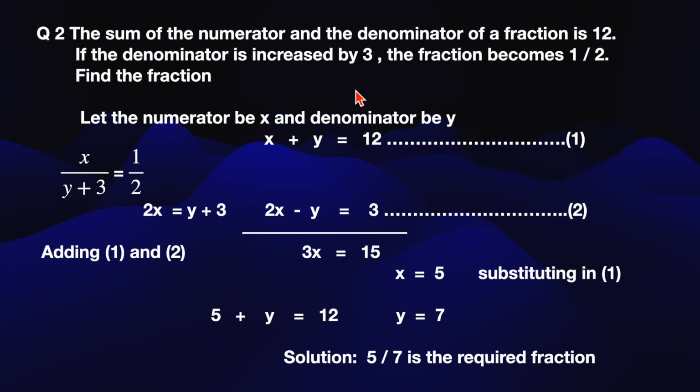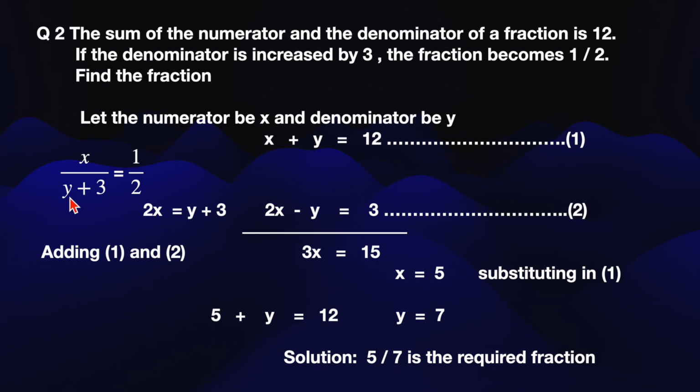In every problem sum, look at the last sentence. That will tell you what is x and what is y. Okay, now let's write down the equations. The sum of the numerator and denominator is 12. That means x plus y is equal to 12. That's the first equation.